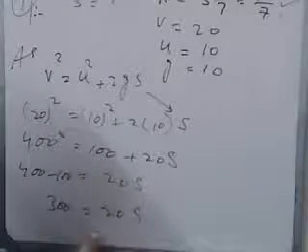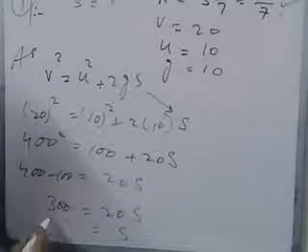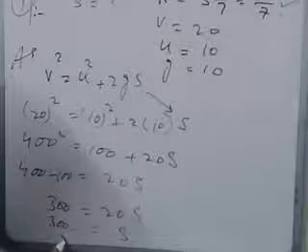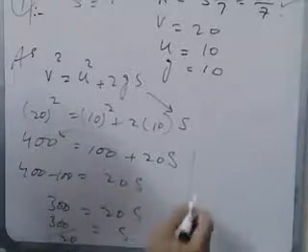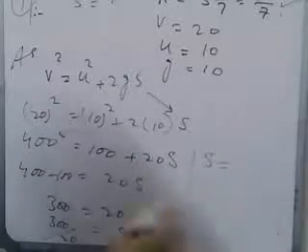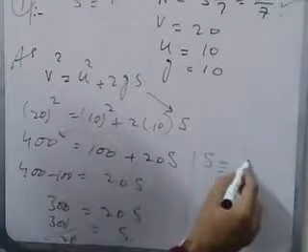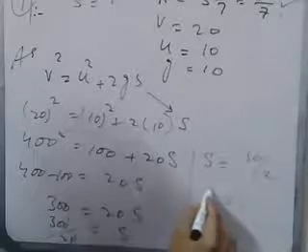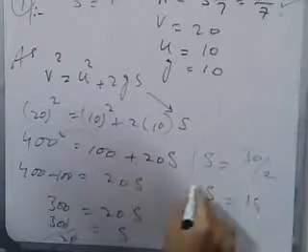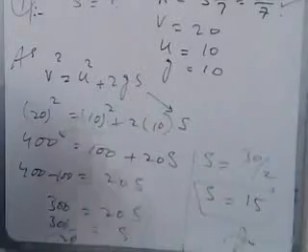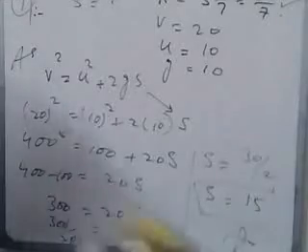Again, the constant term should be shifted to one side, so you will get 300 is equal to 20S. You have to find the value of S, so 300 divided by 20. My dear students, after division, the 0 will be cancelled, 30 divided by 2, so the value of S is 15.